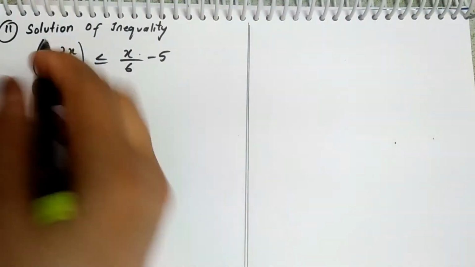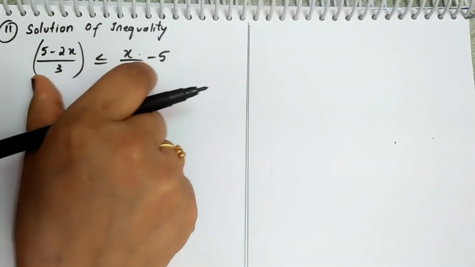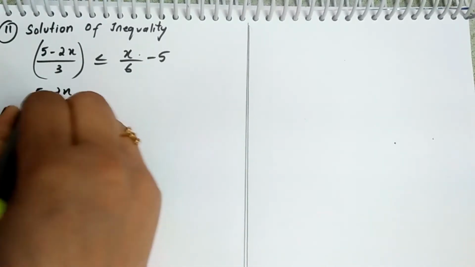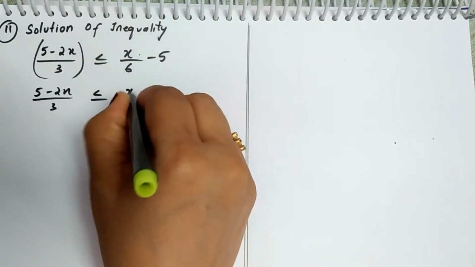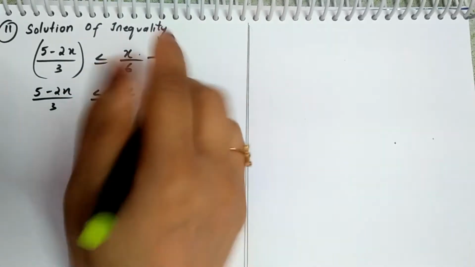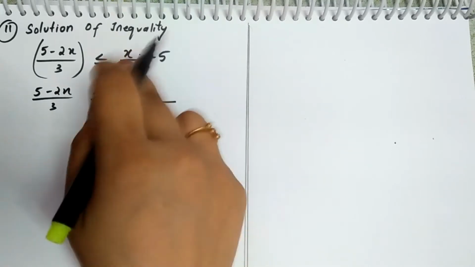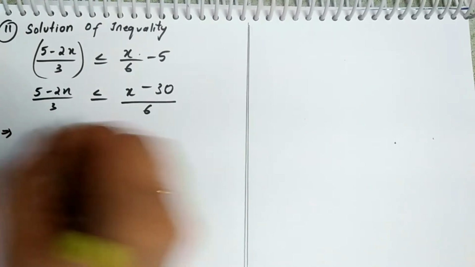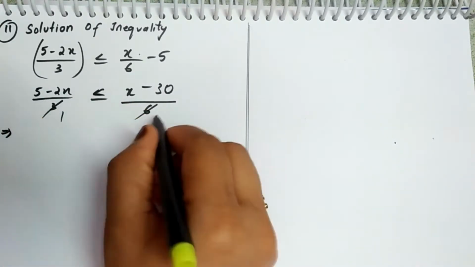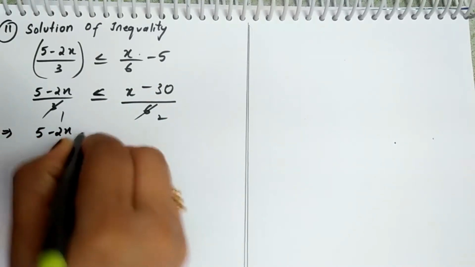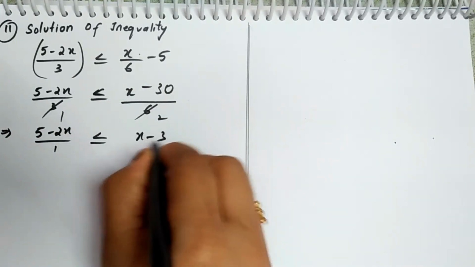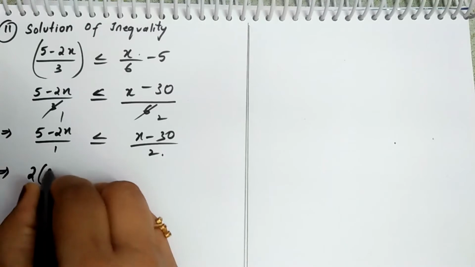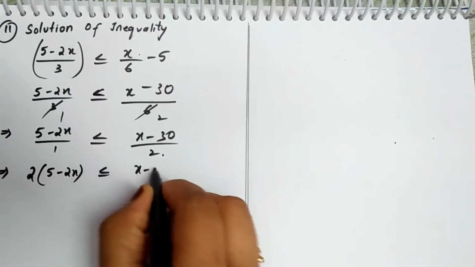First write the inequality. Then you need to take out the LCM. We will be taking the LCM as 6 and multiplying by 6 again. 6 fives are 30. Our solution will be: 2 into (5 minus 2x) less than or equal to x minus 30.